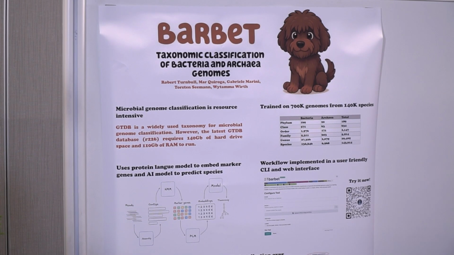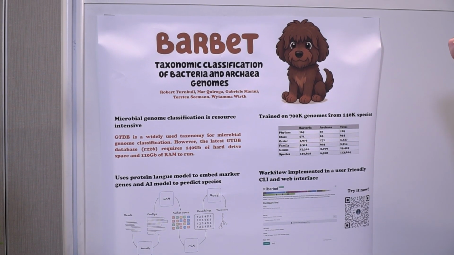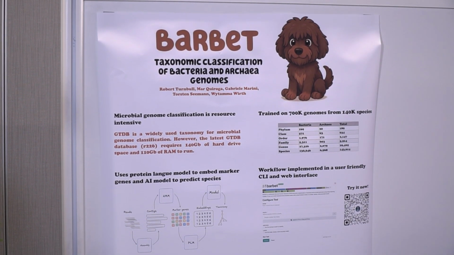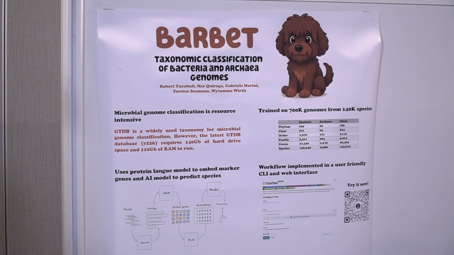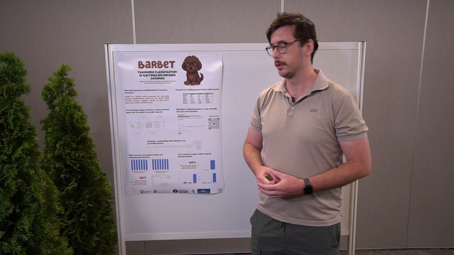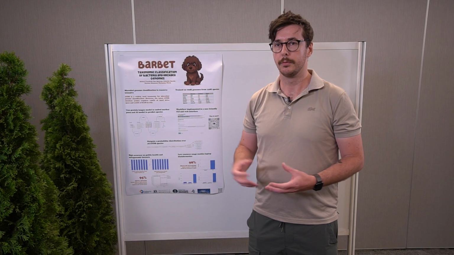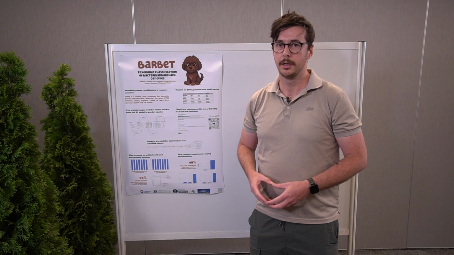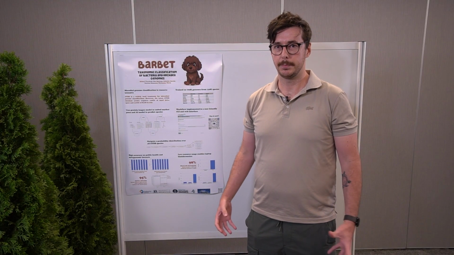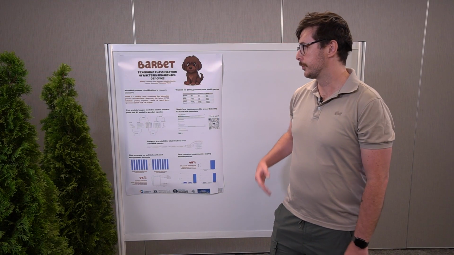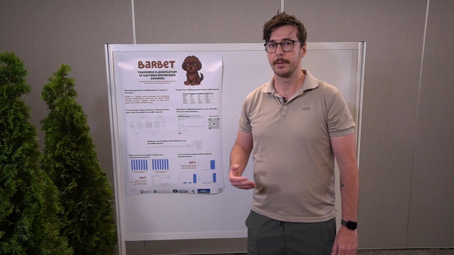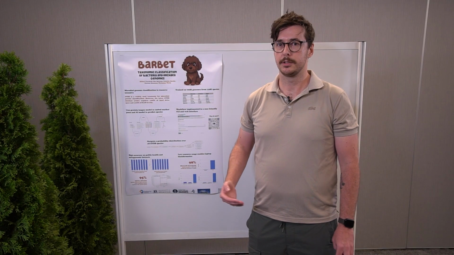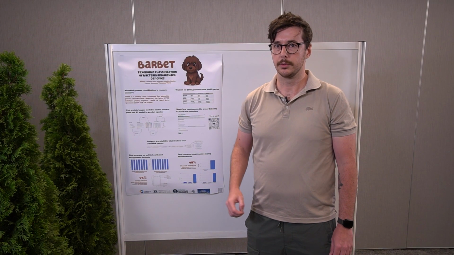Microbial genome classification is typically a resource-intensive process. There are some fantastic resources out there for doing genomic classification, such as GTDB. However, the latest version of the GTDB database requires over 100 gigabytes of RAM to run and over 100 gigabytes of hard drive space. So we decided to train a deep learning model to perform the same task as GTDB, but in low resource settings.